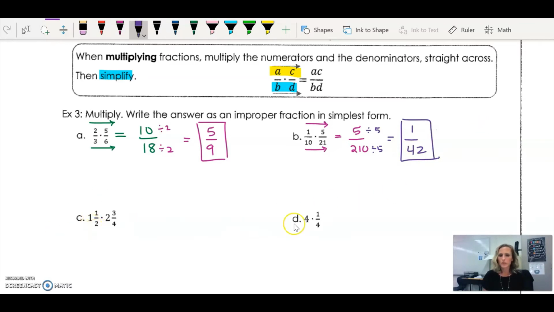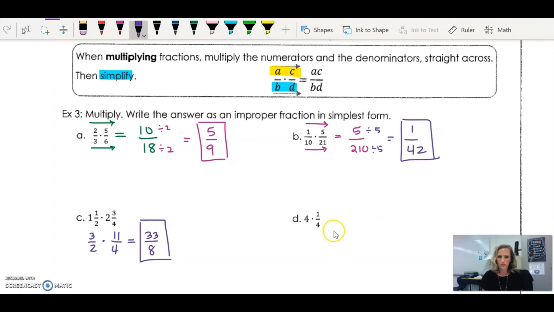On these examples down here, especially this one, we'll need to convert these mixed numbers to improper fractions before we can multiply here. So 1 times 2 is 2, plus 1 is 3, so I've got 3 halves here. And then 2 times 4 is 8, plus 3 is 11, so I have 11 fourths here. So now I'm ready to multiply. 3 times 11 is 33, and 2 times 4 is 8. And again, we have an improper fraction, and that's fine. The instructions say write your answer as an improper fraction in simplest form.